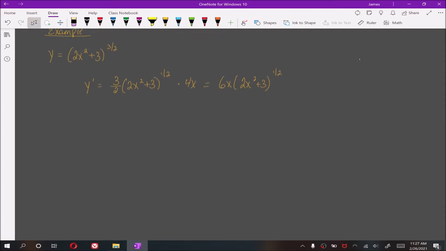Now we want to find y double prime. And remember, that is the derivative of what we just found. Now we have a product rule. First, times the derivative of the second, 1 half, (2x squared plus 3) to the minus half. Then chain rule says multiply by the derivative of 2x squared plus 3, plus that second function times the derivative of the first.